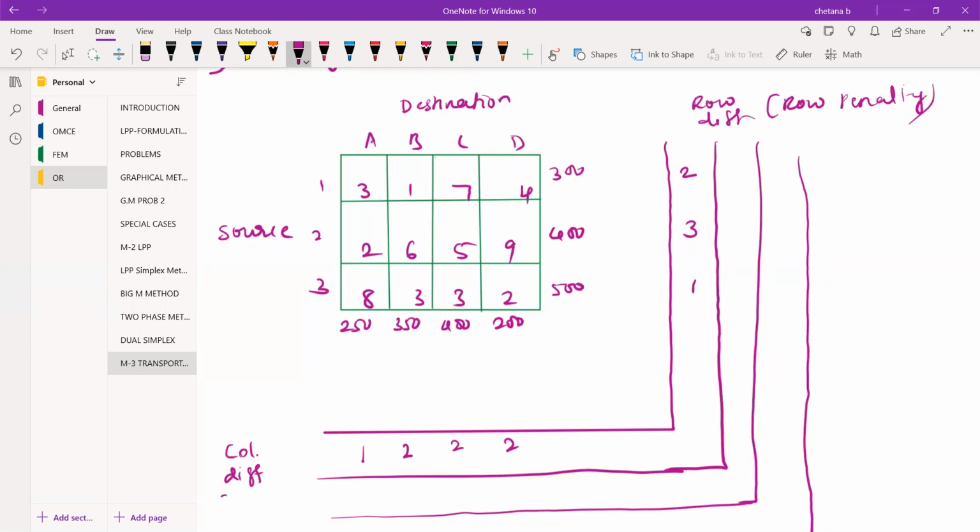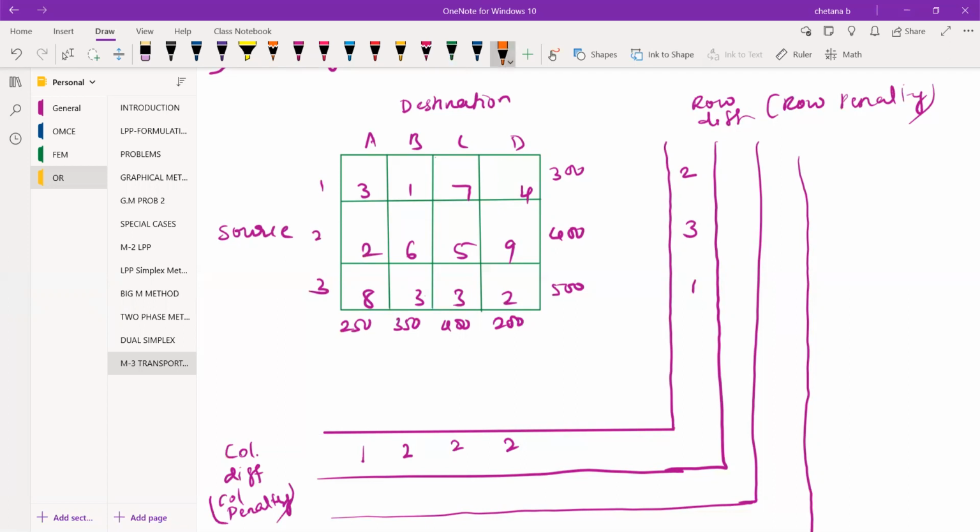And this is the column penalty. So out of these values, what you can see as a row penalty and column penalty, in the reverse L shape, you need to pick the maximum value. So out of 1, 2, 2, 2, 2, 3, 1, which is the maximum value? 3 is the maximum value.